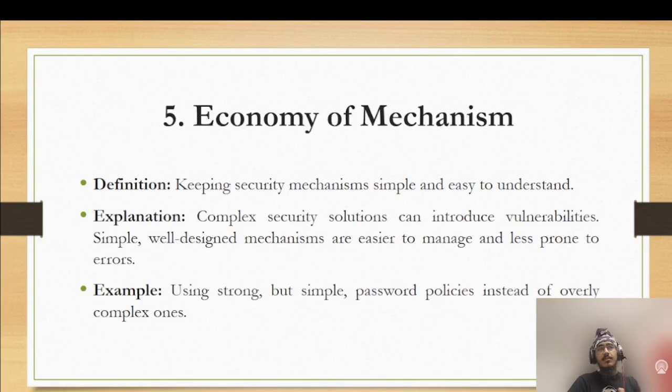So in cloud, simplicity can be a powerful tool in security. That's where the economy of mechanism principle comes in, which tells us to keep security mechanisms simple and easy to understand. This principle focuses on keeping security systems simple and manageable. Complex solutions can introduce new vulnerabilities, while straightforward designs are easier to secure and maintain. For example, a basic, strong password policy can often be more effective than one that is complicated and hard to follow. By keeping these simple, we reduce the risk of errors.